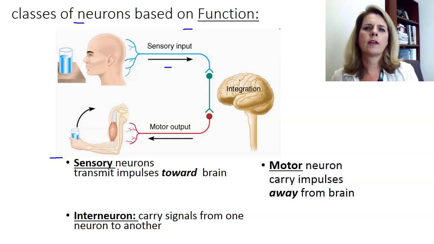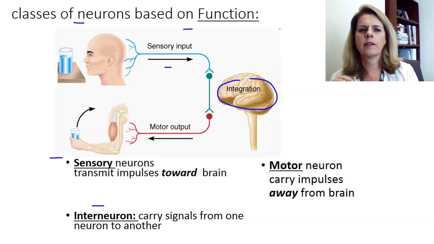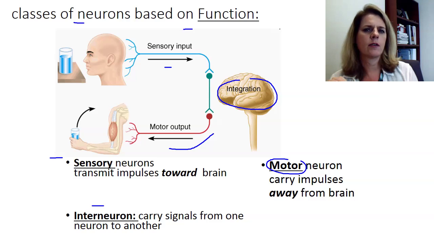You have interneurons. Okay, these are the ones that are found in the brain, the computer cells that make the decision and make all the responses and then send the signal out. These are your integration or interneurons. And then you have your motor neurons, which carry the output, so the impulse or the response away from the brain. So your three functional neurons are sensory neurons, interneurons, and motor neurons. So think about where those are found and what they do.